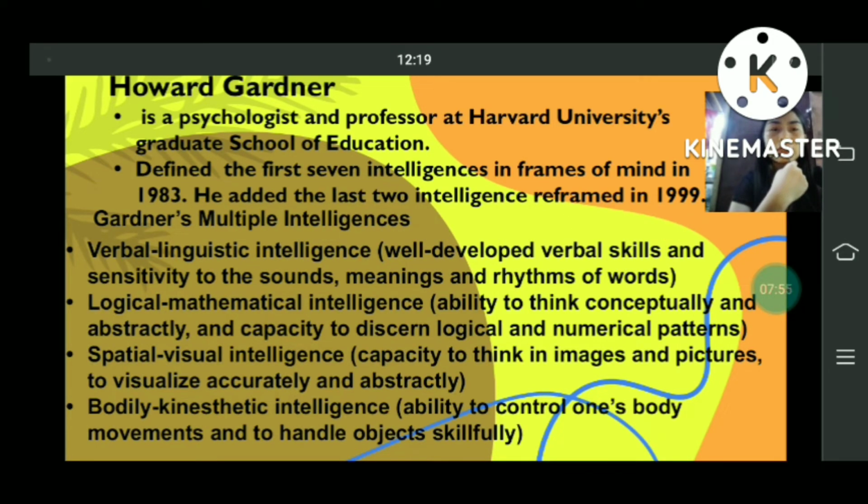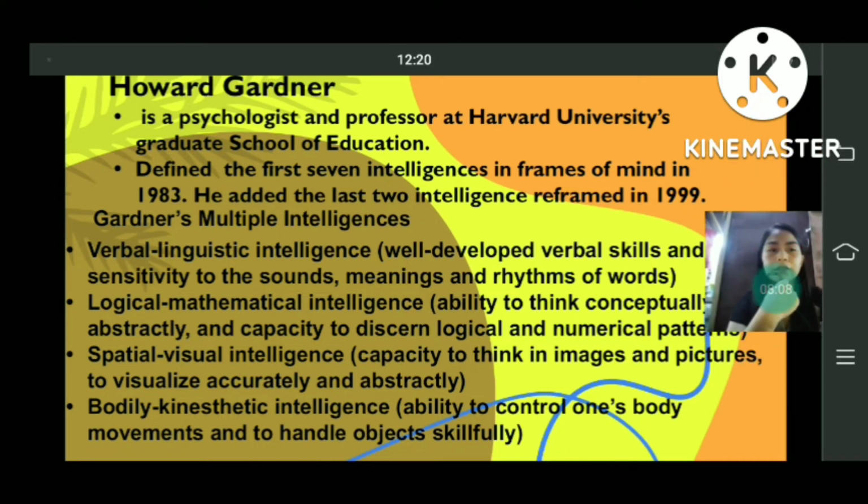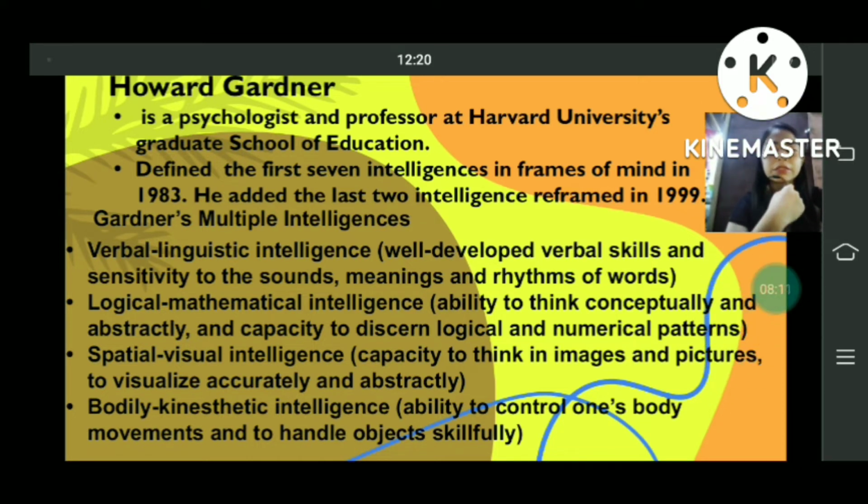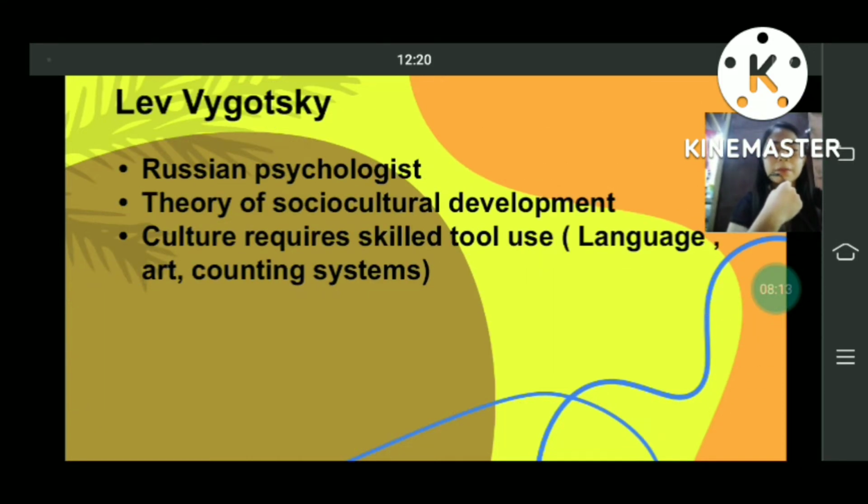Howard Gardner is a psychologist and professor at Harvard University, and defined the first 7 intelligences in Frames of Mind in 1983. He added the last 2 intelligences in 1999. It is Gardner's multiple intelligences.